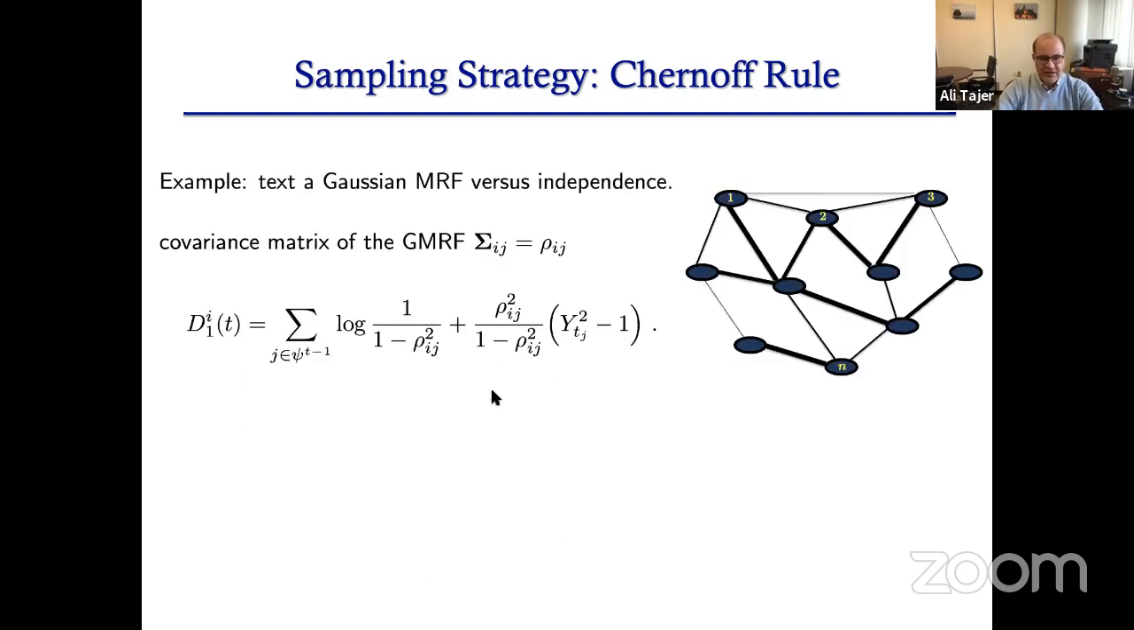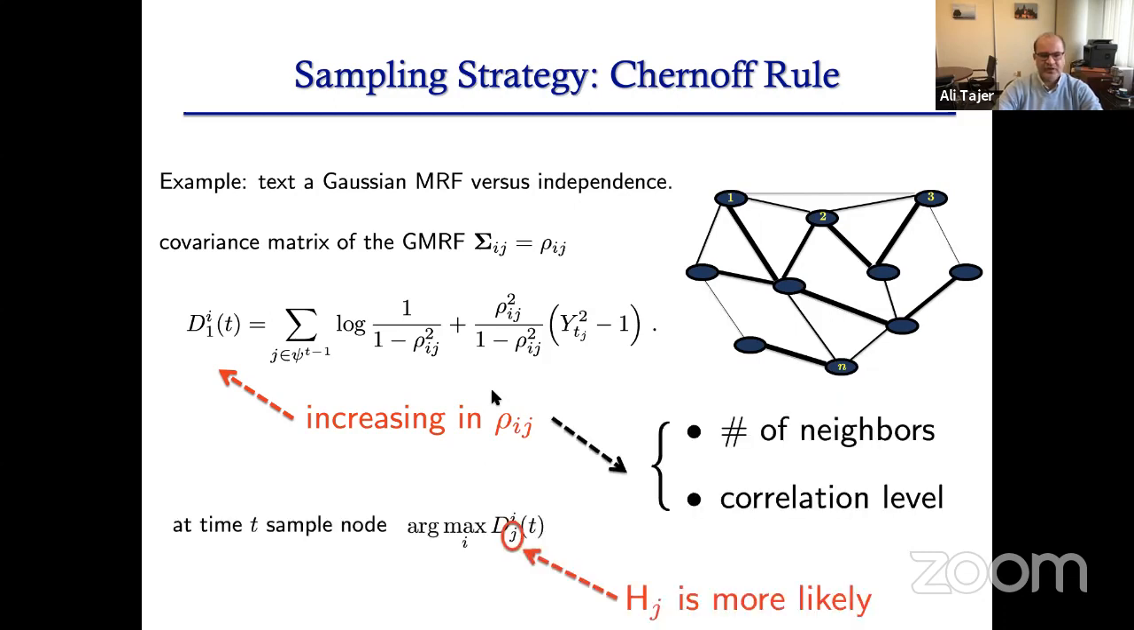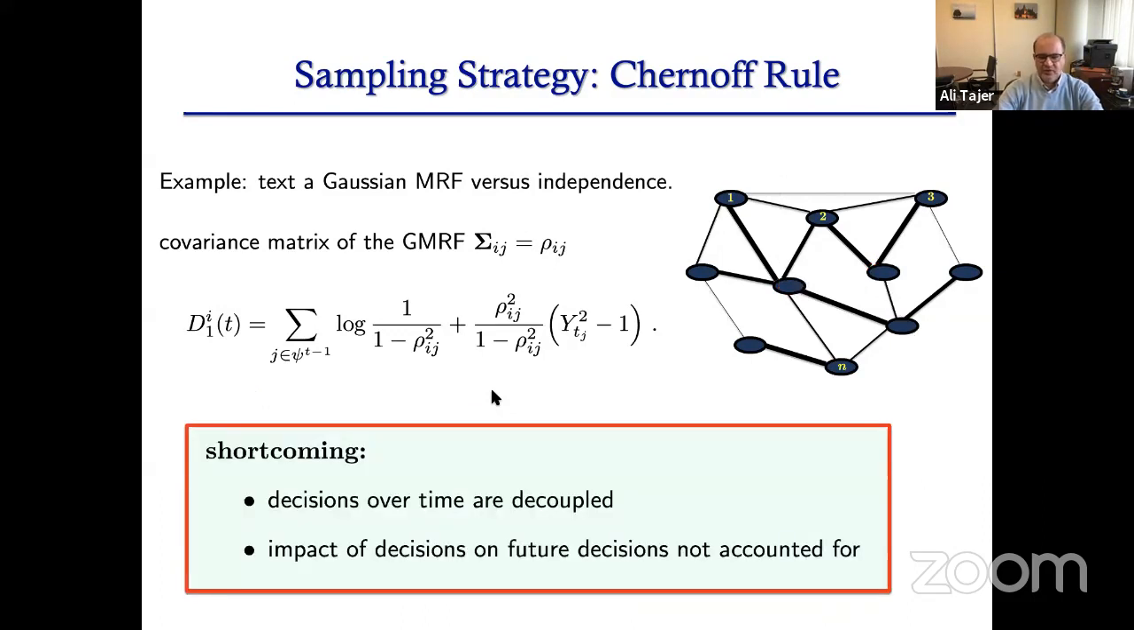Now, for instance, in a Gaussian Markov random field, the structure of the information measure is as follows. The information measure becomes a summation of a bunch of log terms, which depend on rho_ij, the elements of the covariance matrix. And we have a second term that involves y_tj, which are the data that we have collected over time. So this is how it works. Based on which node is giving us the maximum measure over time, we will be collecting the data points. All right. Now, obviously, this has two main shortcomings.